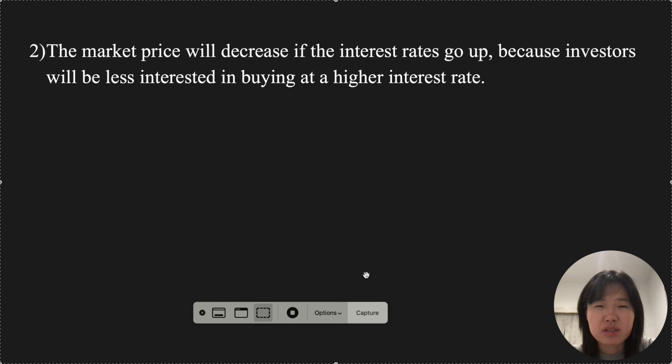The second question is, if the interest rate goes up, would the market price of both bonds increase or decrease? The answer is it will decrease. Not only can we get that from the financial calculator, but it's also common sense that if the interest rate goes up, it will decrease the incentive and the likelihood that buyers keep investing. So the demand is going to drop, thus the market price will also drop.